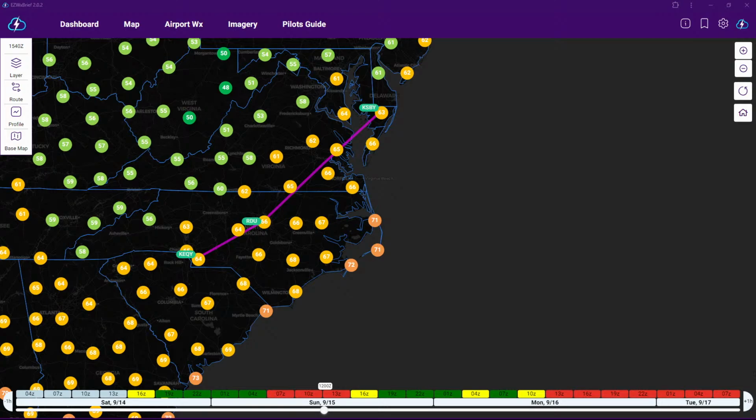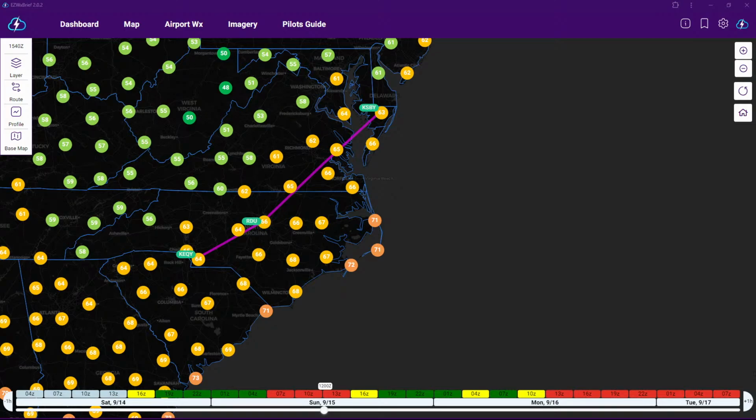Let's take a look at some flight planning for a flight from Salisbury, Maryland down to Monroe, North Carolina. Now we're planning to make this trip tomorrow morning. Here it is, Saturday around noontime, and our goal is to try to get out by, let's say, 8 a.m., around 12Z tomorrow on a Sunday. And so we're going to take a look at how to go through some of the weather using the EZWxBrief progressive web app.